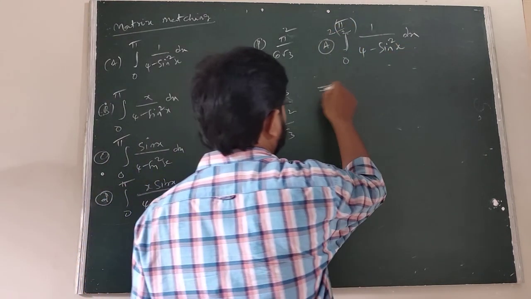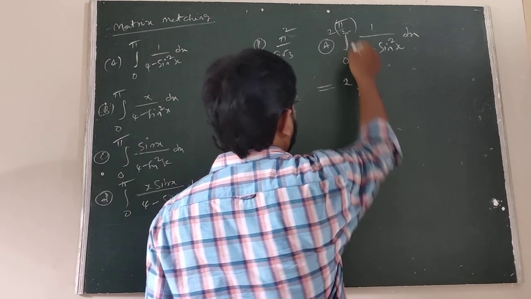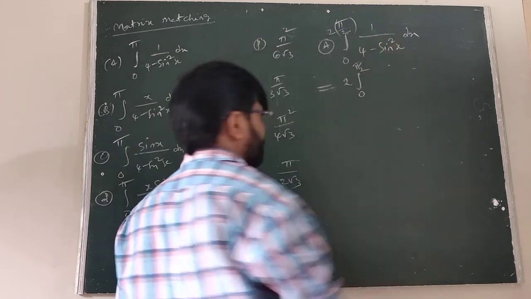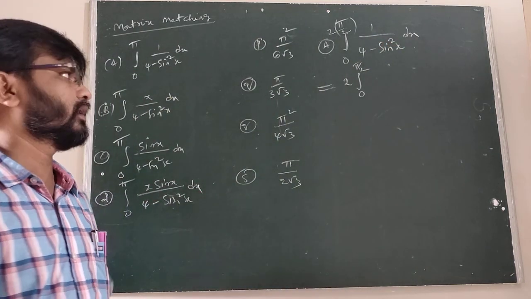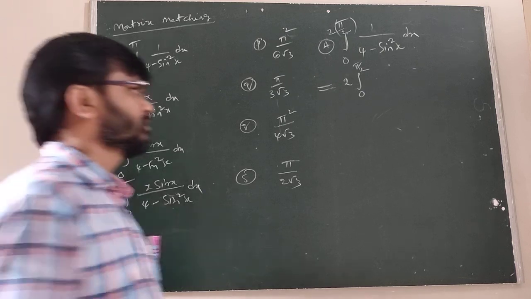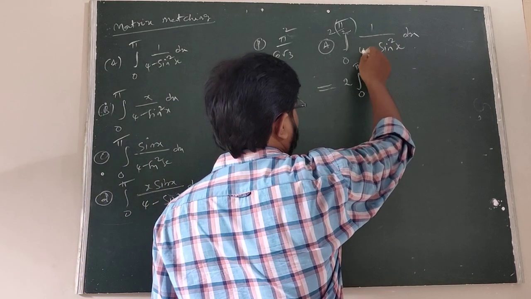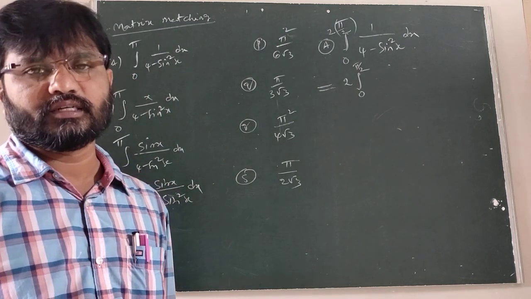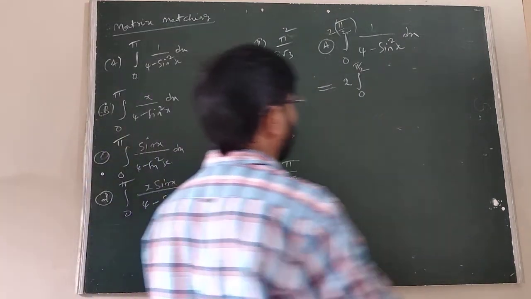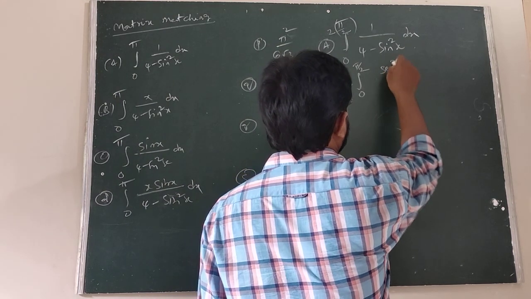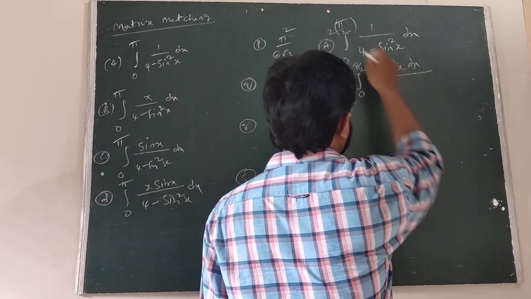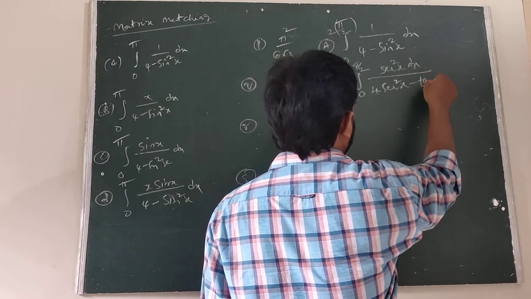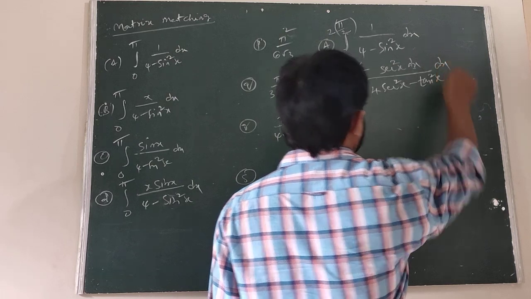Therefore, that can be written as 2 into the integral from 0 to pi by 2 of 1 by 4 minus sin square x. For the numerator and denominator, when it is 1 by a plus b sin square x, we have to know that in indefinite integrals, the numerator and denominator are both multiplied by secant square x. Secant square x dx over 4 secant square x minus tan square x dx. Is it clear or not?